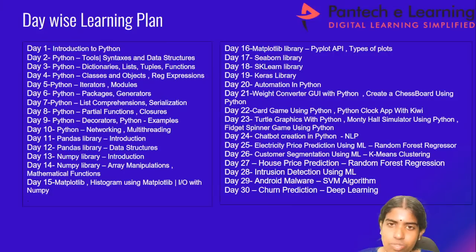And then I will be discussing automation. What are all the different types of things that can be automated using Python? Weight converter GUI, chessboard game, card game, Python clock apps. What are all the different types of games that can be developed using Python? Automation in Python is one important concept in Python. And finally, I will be discussing some projects. Chatbot creation, electricity price prediction. I am going to discuss different types of projects that can be done using the Python language.